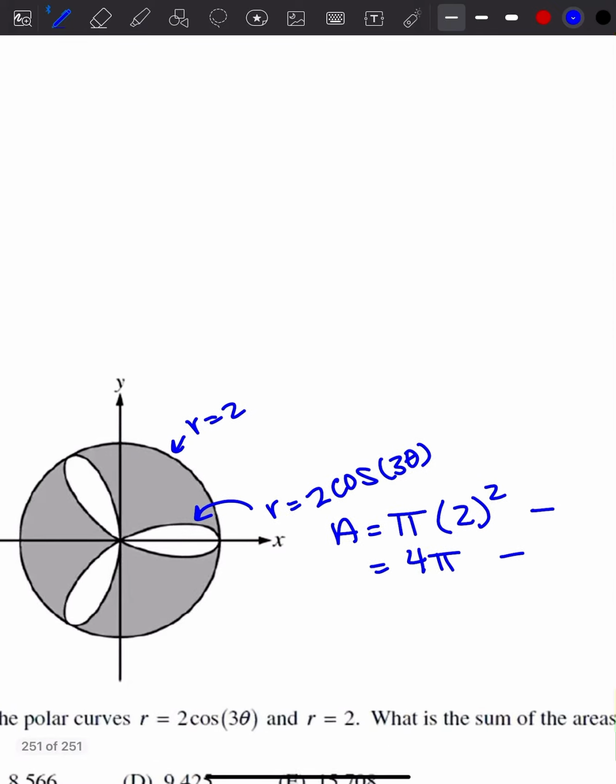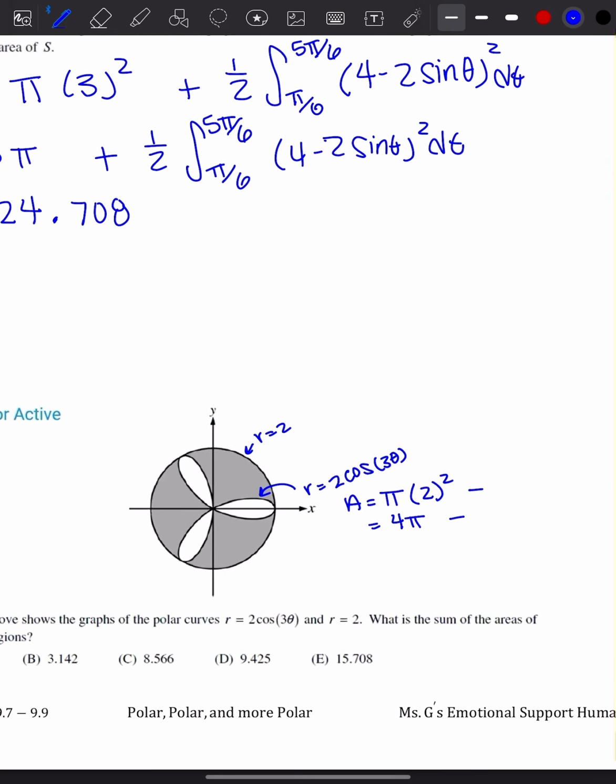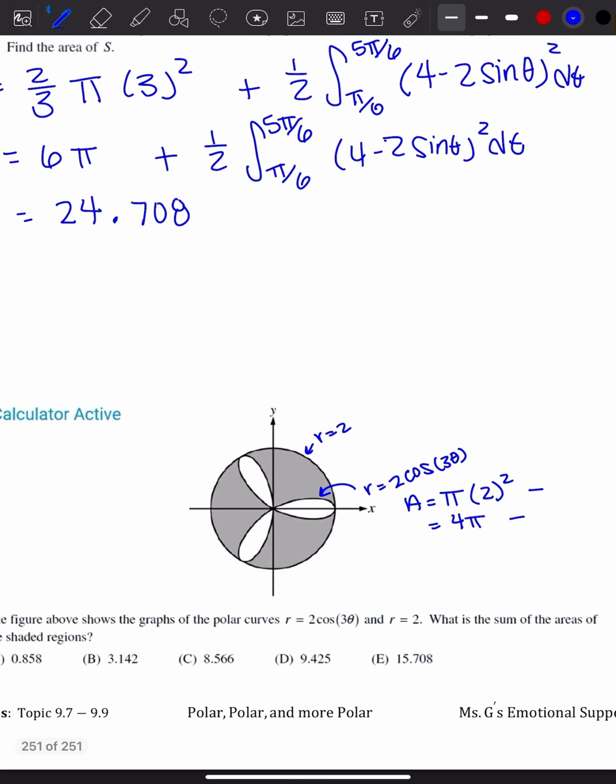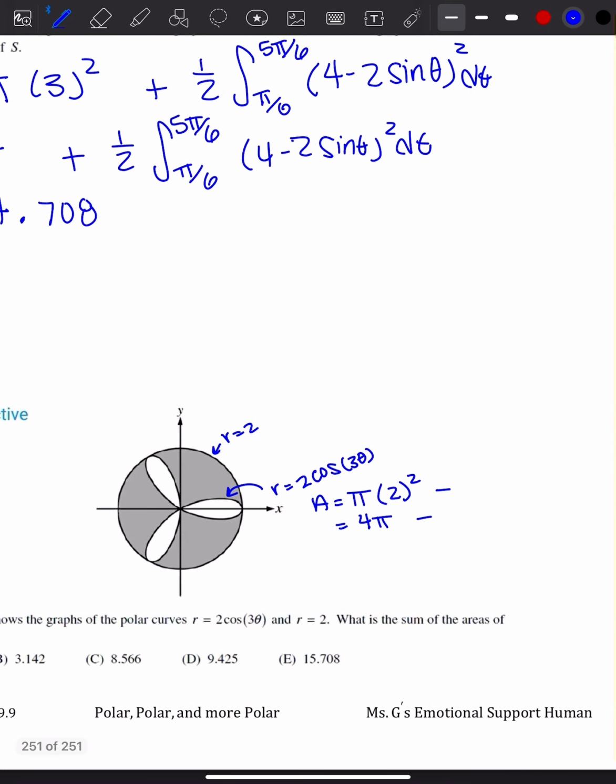Now we need to take the polar curve's sector area away. You may notice that it doesn't give us bounds, so we have to think through what our bounds would be. 3 theta is going to tell us that our petals are happening at every third of the circle.